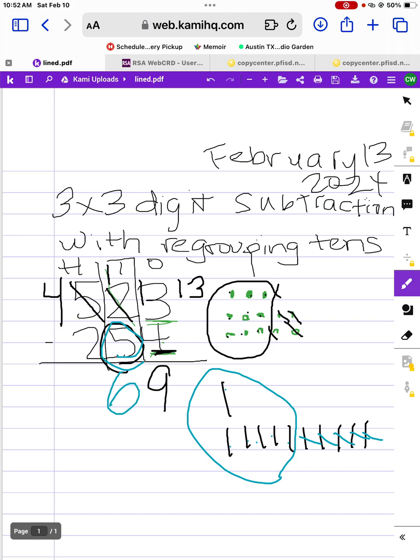Okay, because I really had 11 tens, right? Sorry, I did not move this over to make this an 11, but that's what it becomes, 11 tens, right? And then now I have 4 hundreds left. I'm subtracting 2 hundreds. 4 minus 2 is 2.